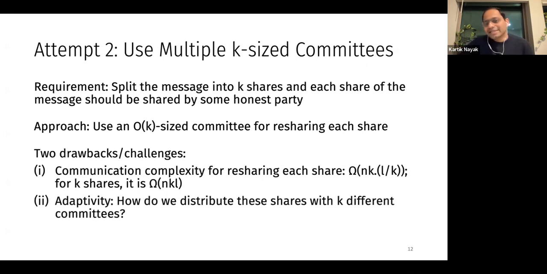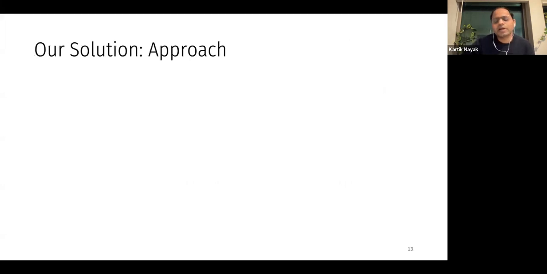Moreover, it's unclear how these committees are formed and how we distribute these shares to the kappa different committees, because in the sharing phase we do not know who these committee members are. Otherwise, an adaptive adversary would just corrupt all of these committee members. It turns out that we can address both of these challenges in a rather clean fashion. And here's exactly what we do in our approach.